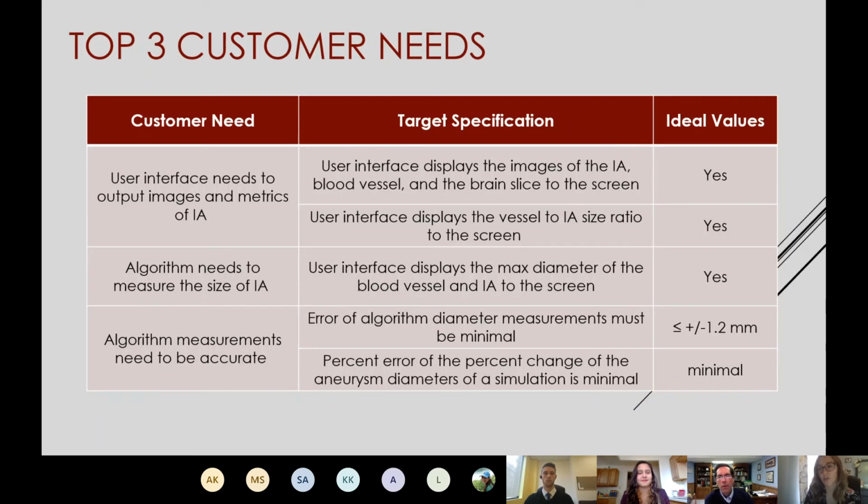The ideal values for those target specs are listed in the right-hand column, with the first 3 being just yes or no if they display or if they do not. So the ideal value for those 3 are yes, and the last 2, the error of the algorithm diameter measurements, the ideal value is to be less than or equal to plus or minus 1.2 millimeters, and the percent error of the percent change to be minimal.